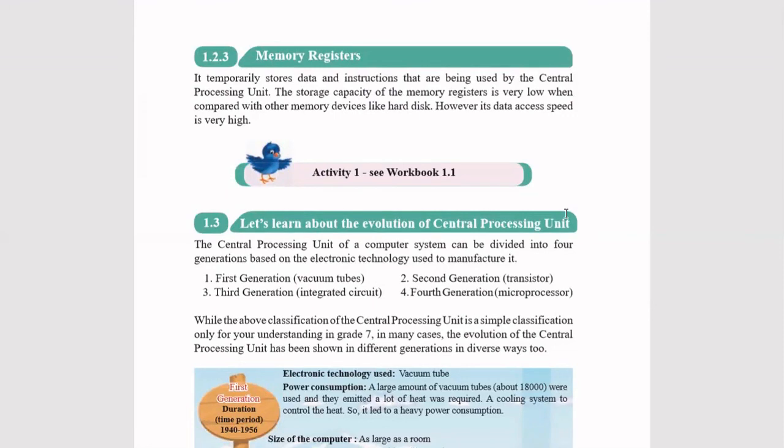But remember, registers are very expensive, right? Compared to the other storage devices, the data access speed is very high. That is why they are expensive. So memory registers are very expensive, and they have a high speed of data access, but the capacity is very low because we are using lesser capacity for memory registers. The size is also small because it's very expensive, right?